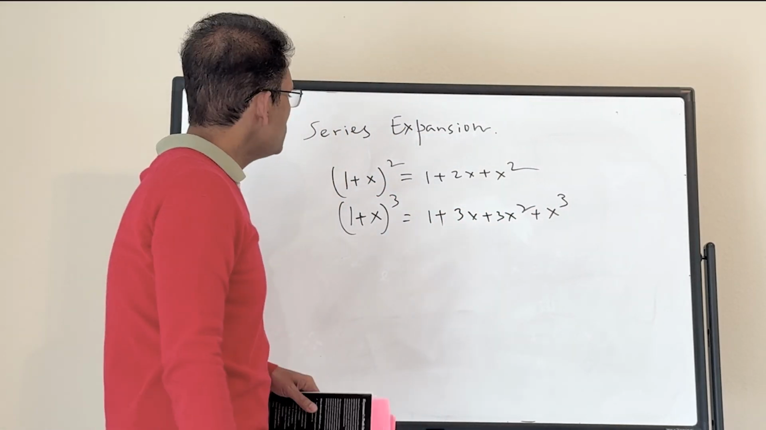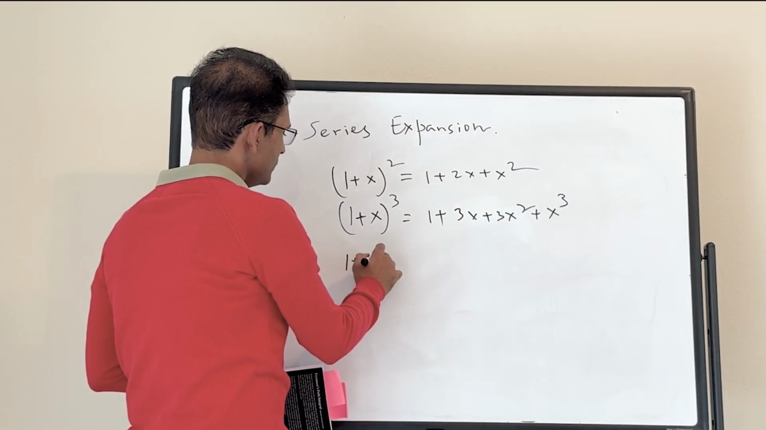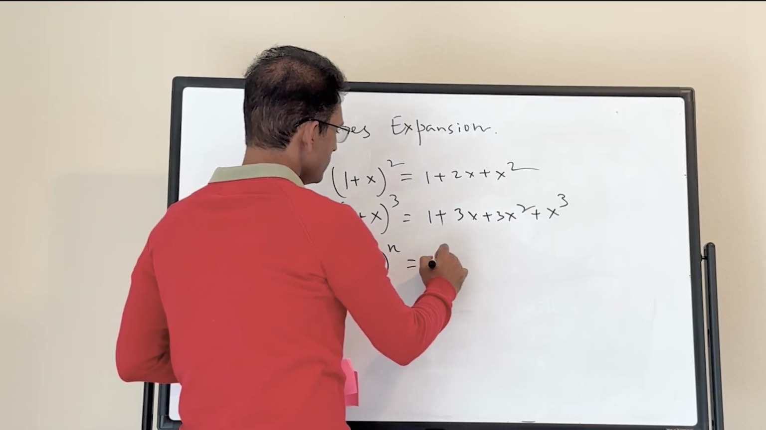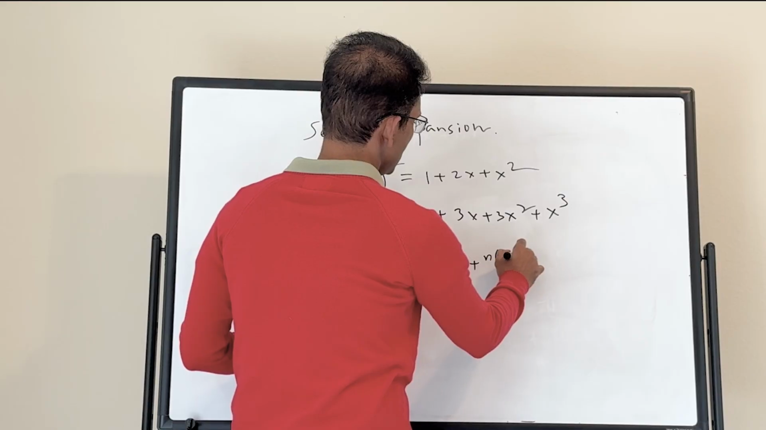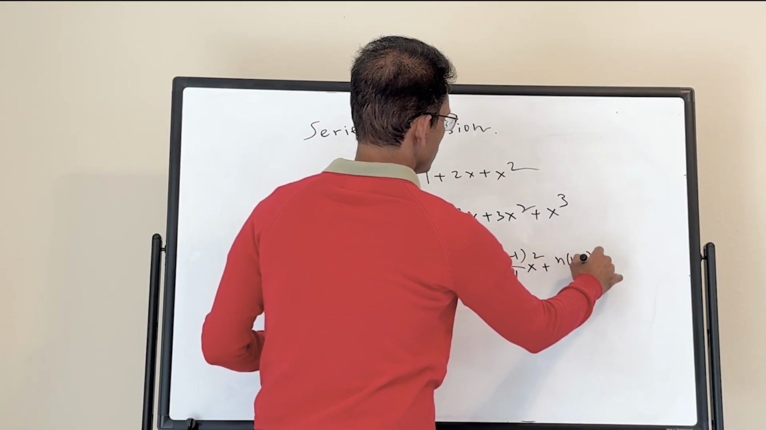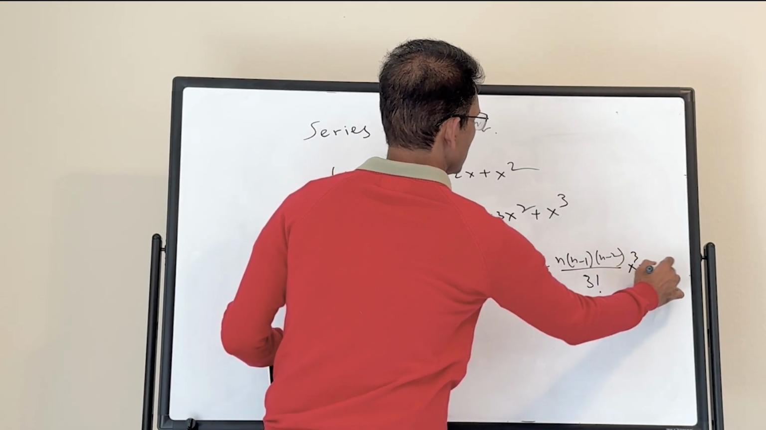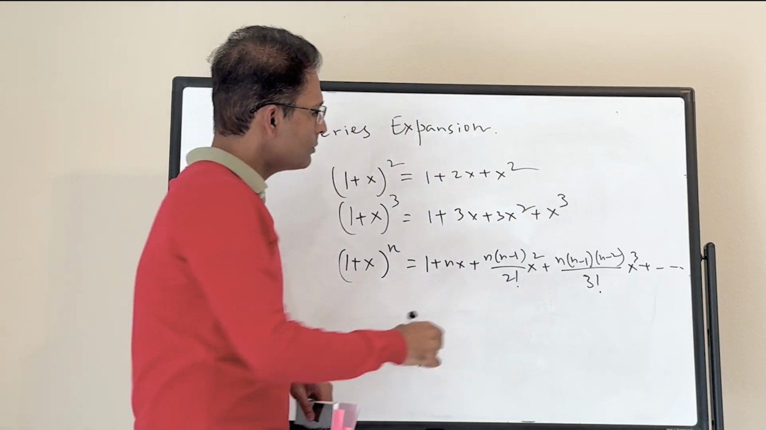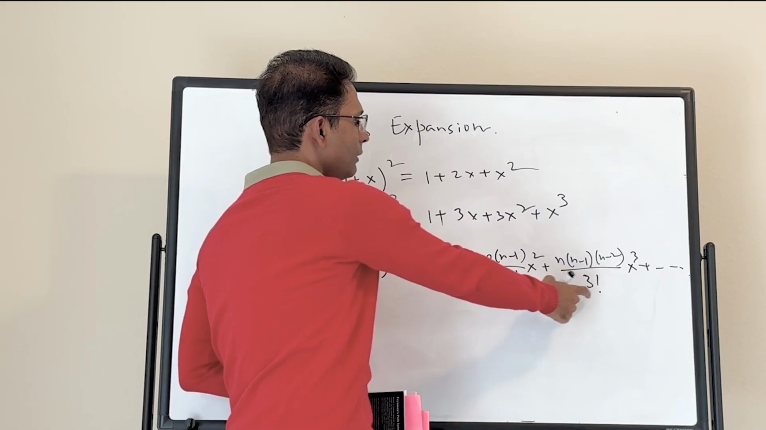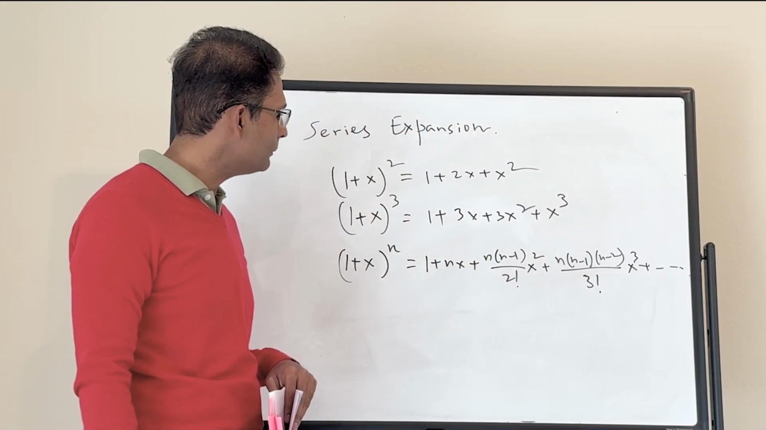Now it turns out there is a general formula for these types of expansion, which is 1 plus x to the power n is 1 plus nx plus n times n minus 1 divided by factorial 2 times x squared plus n times n minus 1 times n minus 2 divided by factorial 3 times x cubed, and so on. These notations are factorials: factorial 2 is 2 times 1, factorial 3 is 1 times 2 times 3, which is 6, and so on.